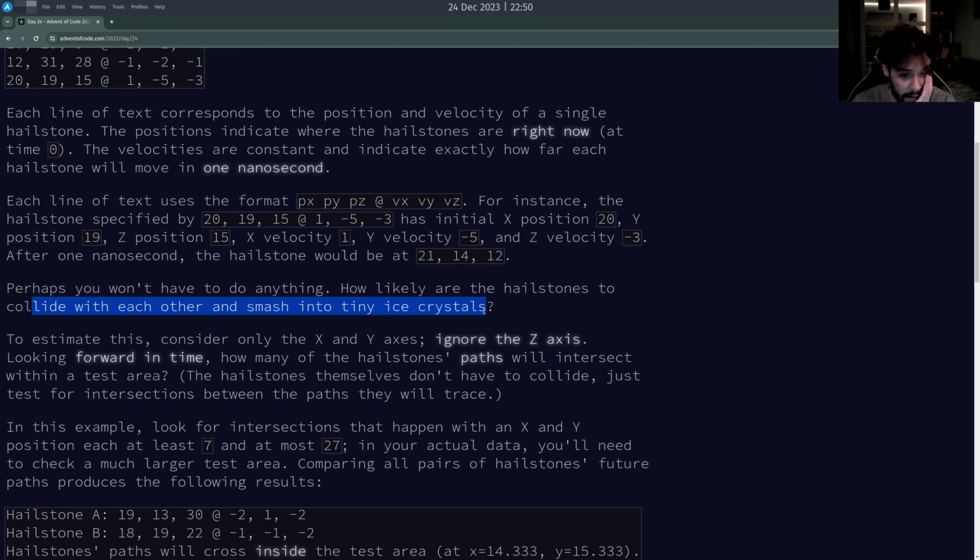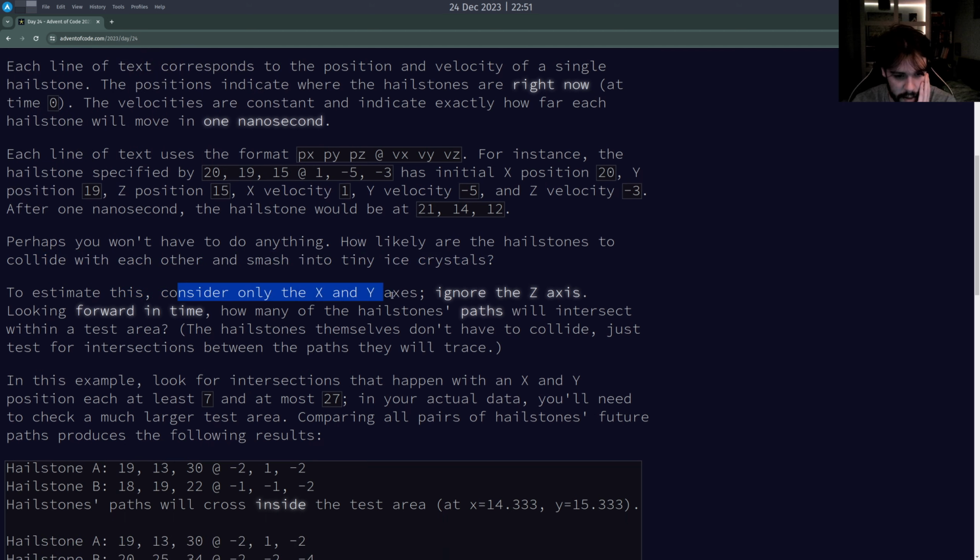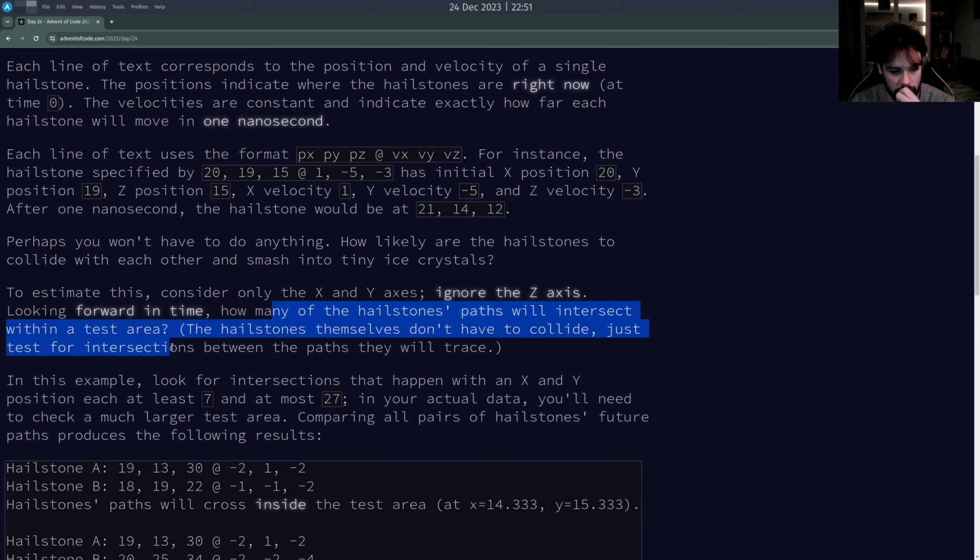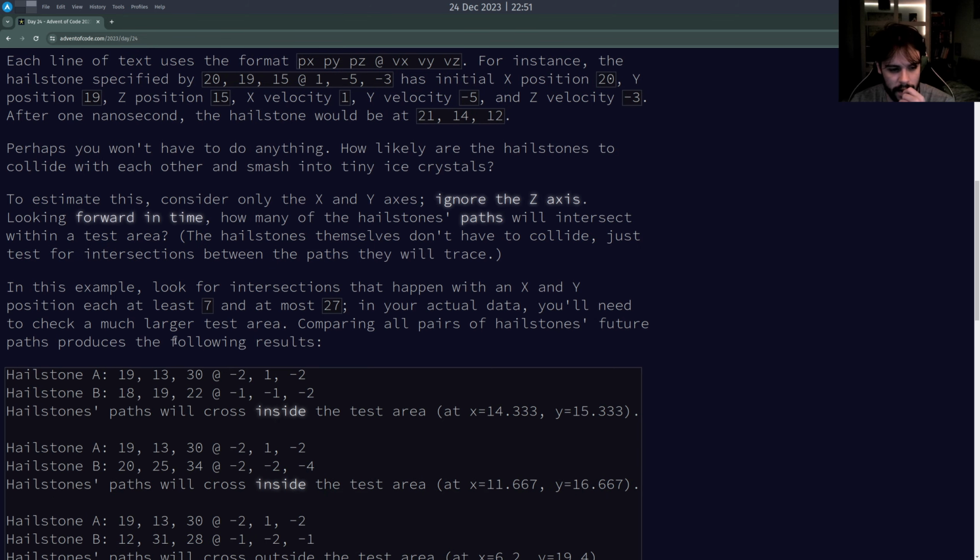How likely are the hailstones to collide with each other? To estimate this, consider only x and y axis, ignore z axis. Easier. Looking forward in time, how many of the hailstones' paths will intersect within a test area? The hailstones themselves don't have to collide, just intersect. In this example, look for intersections that happen with an x and y position, each at least 7 and at most 27. In your actual data, you'll need to check a much larger test area.